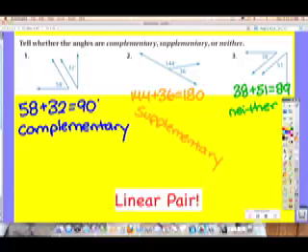It's two angles that form a line. But a line, when you measure a line, do you know how many degrees it is? 180. So write that in your notes. Linear pair is when two angles are next to each other and they form a line. A line is 180 degrees.